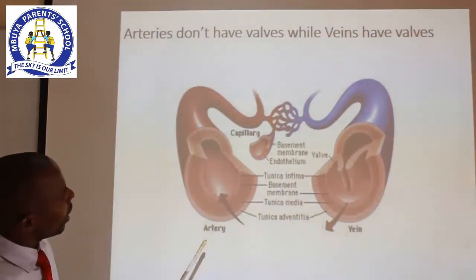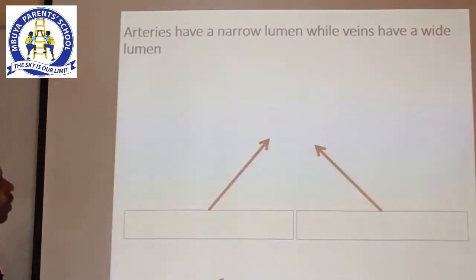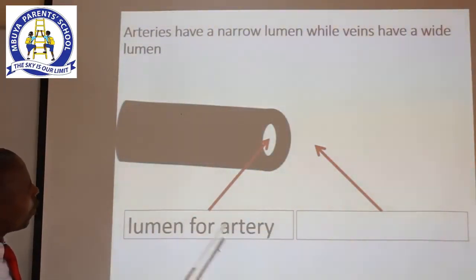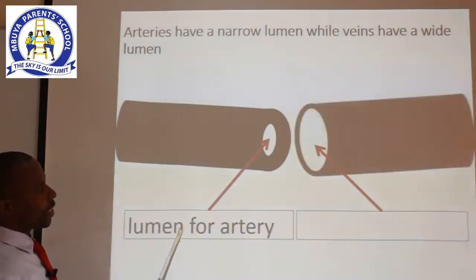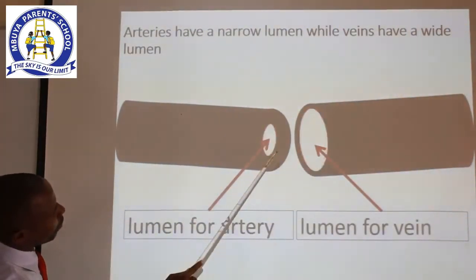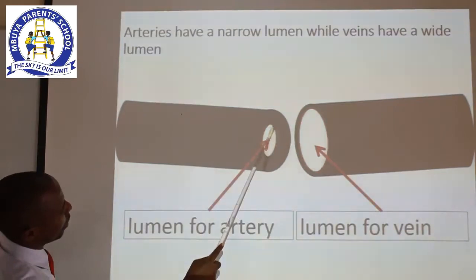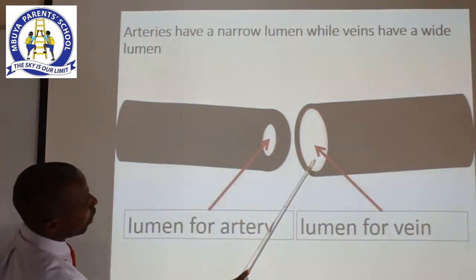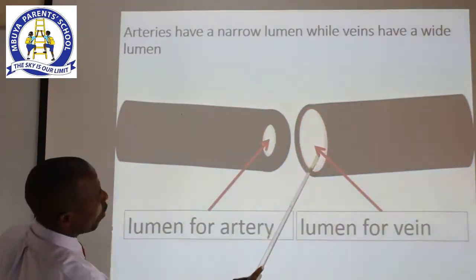Let's have another difference. You find that arteries have a narrow lumen, while the veins have a wide lumen. The lumen, we said, is the passage. This one is an artery. If you see, this is the passage of blood. This one, it is narrow. When you look at the one for a vein, this one is wide.